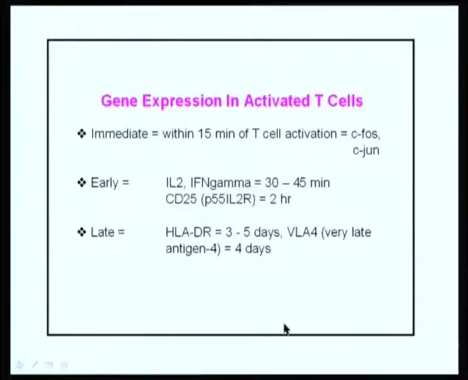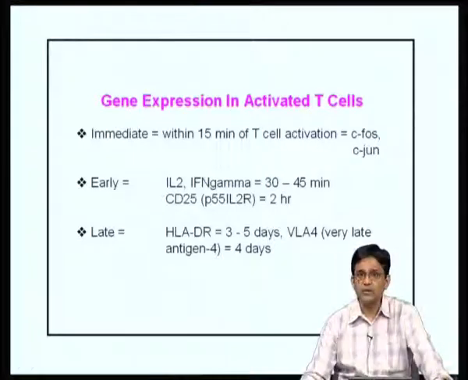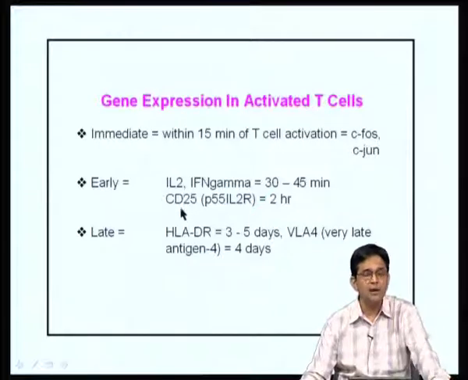Now, gene expression in activated T cells occurs very quickly. One of the first ones to be activated within 15 minutes is the c-fos gene. Subsequently, the cytokines get activated, IL-2, interferon gamma, by about 30 to 45 minutes, and then you have CD25 or the p55 IL-2 receptor, which gets increased by about 2 hours. So, the CD25 is an important cell surface marker of T cell activation.